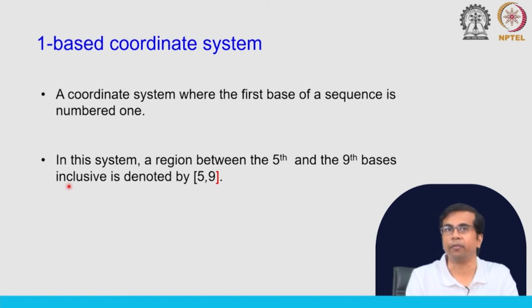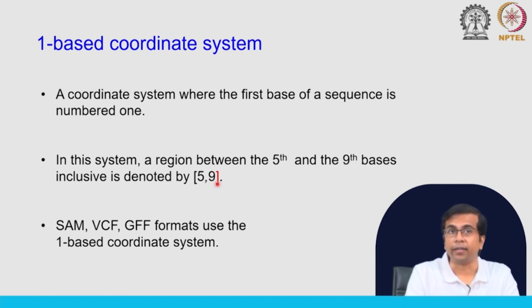For example, if you have a region between 5 to 9 base inclusive, this will be denoted by 5, 9 with a closed bracket. Notice this one here, because in the case of the zero coordinate system, this will not be closed, this will be a different sign. The SAM file, VCF formats and GFF formats use this. VCF and GFF are other formats; we will come to VCF format later on, and GFF format also when we talk about gene ontology. They use this one based coordinate system. It is good to know that these files use one based coordinate system, because when you are using these files, you need to keep that in mind.